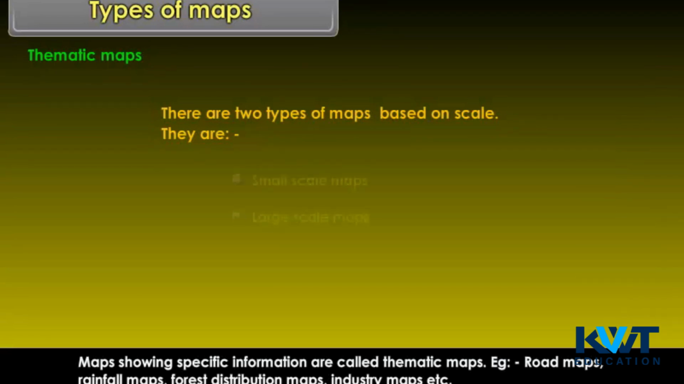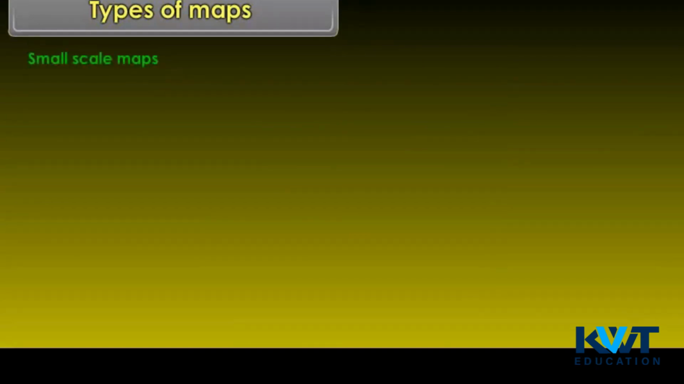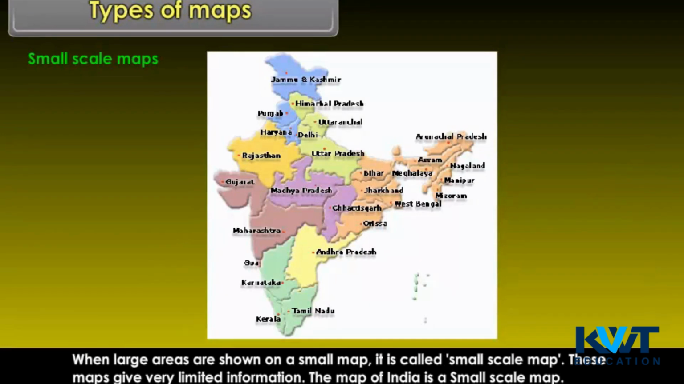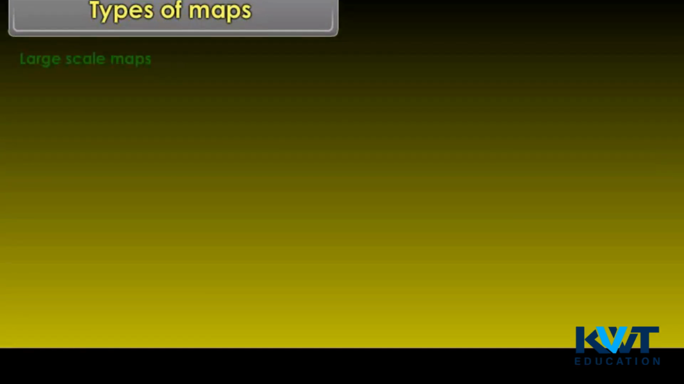They are small-scale maps, large-scale maps. Small-scale maps. When large areas are shown on a small map, it is called small-scale map. These maps give very limited information. The map of India is a small-scale map.